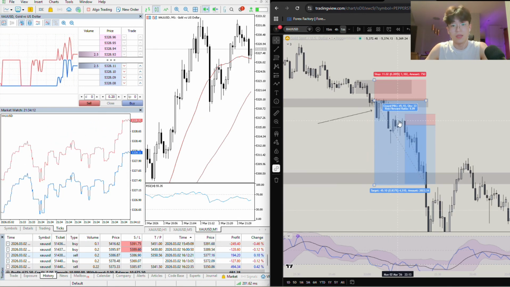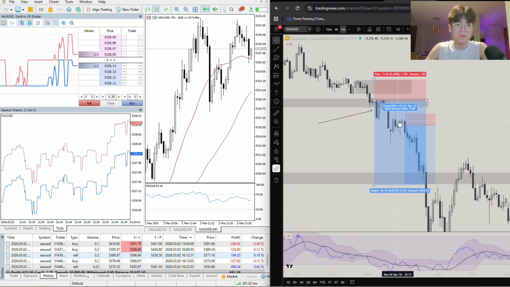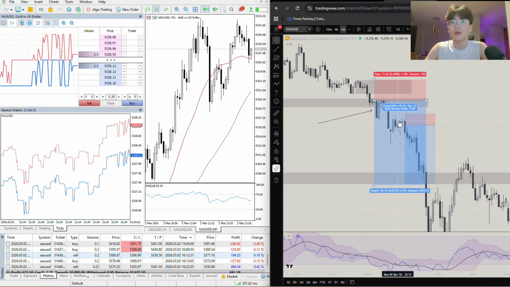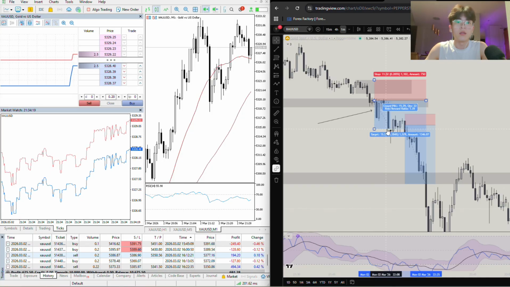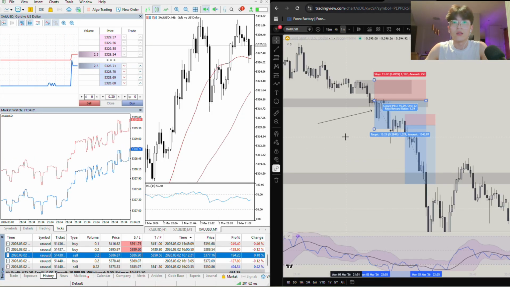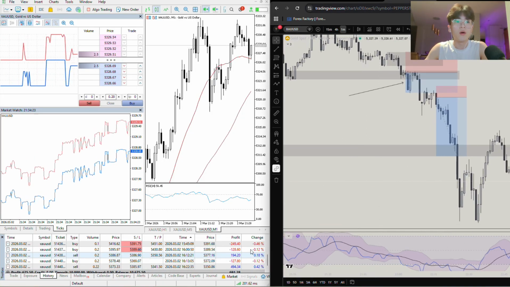I almost shot myself, right? And I closed the position. No, that was a joke, but I did close the position. And that made me about $200, which is okay. 100 pips, I'll take it, right? And then I look for buy.